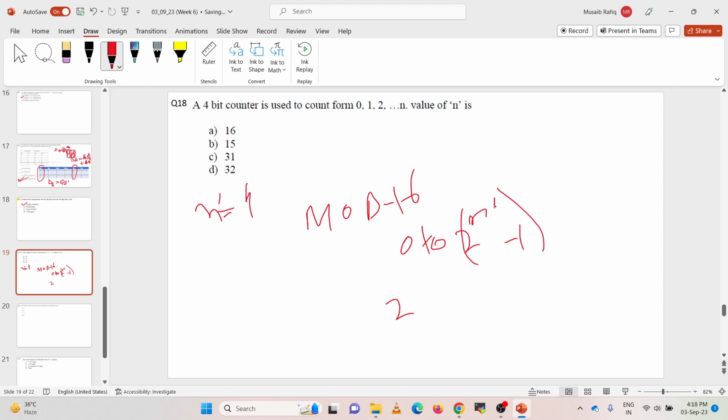I should write n dash. 2 raised to power 4 minus 1, that is 16 minus 1. So the maximum number it will count is 15. So it will count from 0 and so on up to 15. So the maximum number it will count is 15. So the value of n here will be 15.